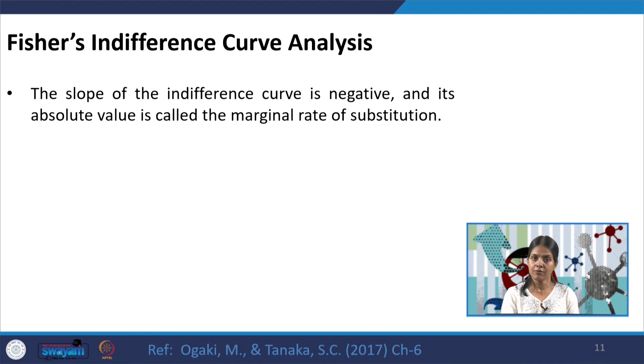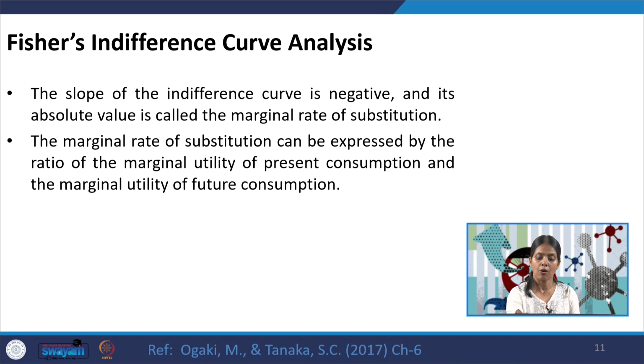The slope of the indifference curve is negative and its absolute value is called the marginal rate of substitution, or MRS, the rate at which present consumption is substituted by future consumption, or vice versa. The marginal rate of substitution can be expressed by the ratio of the marginal utility of present consumption and the marginal utility of future consumption.